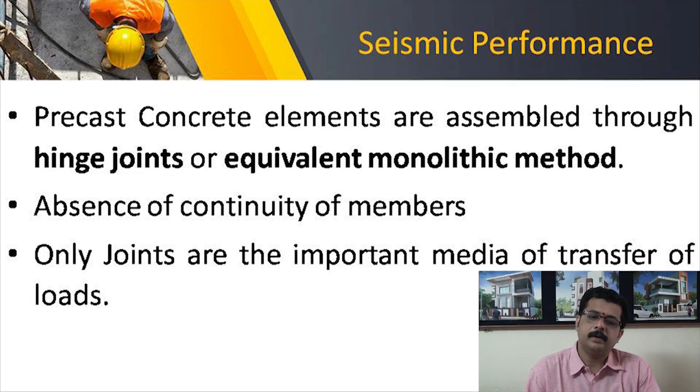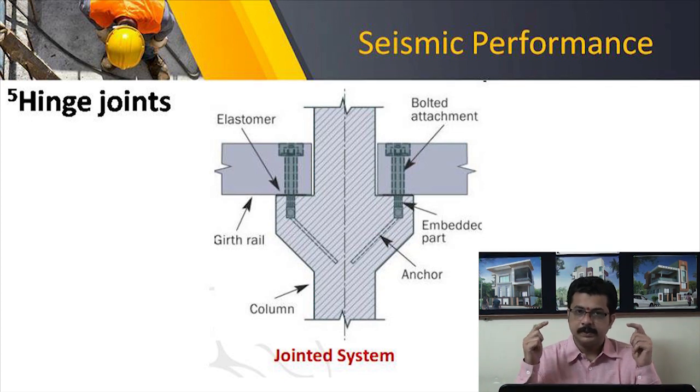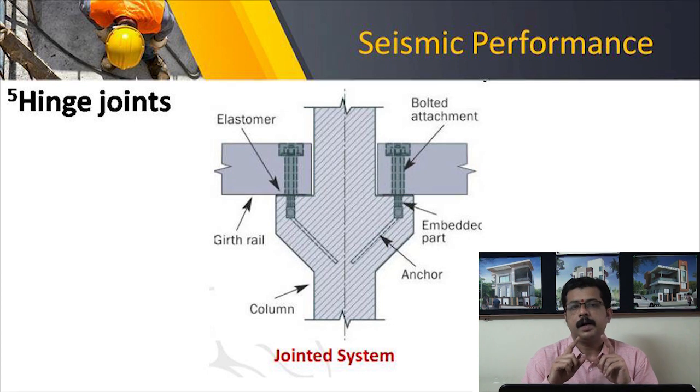These joints are made in two ways: one in the form of hinge joints and the second in the form of equivalent monolithic joint. The first method is hinge joints or jointed system. In this method you can see there is a column or pillar. It has a column head and on that head two beams from the other two sides are resting. These two beams with the column head are connected through anchor bolts.